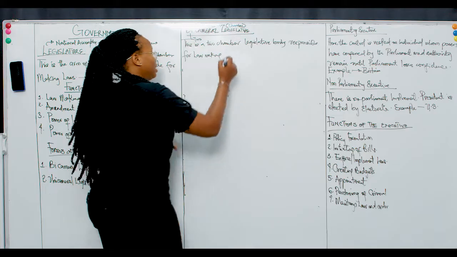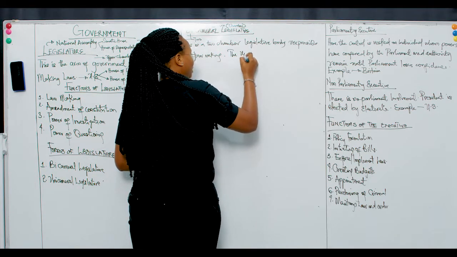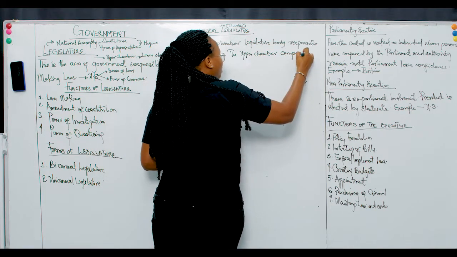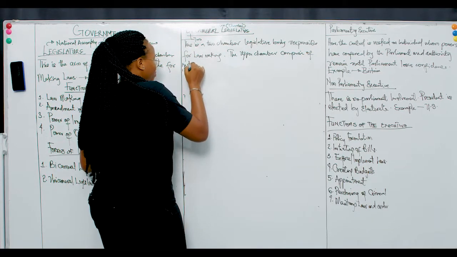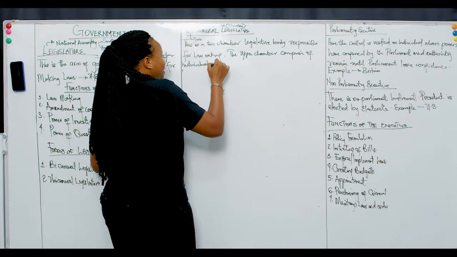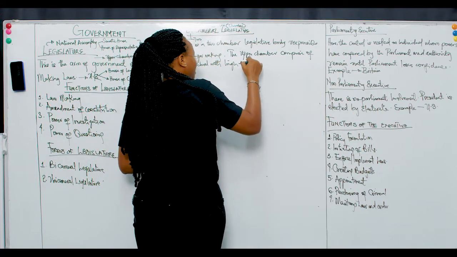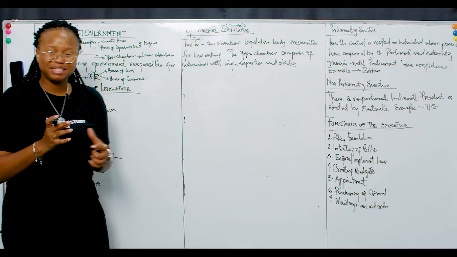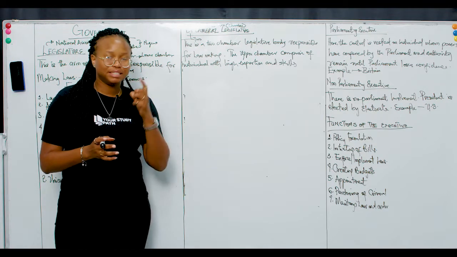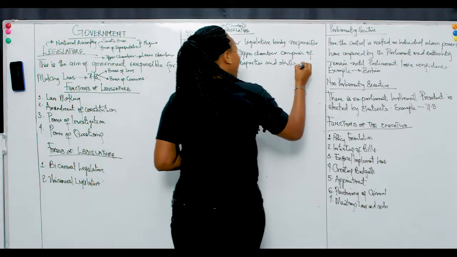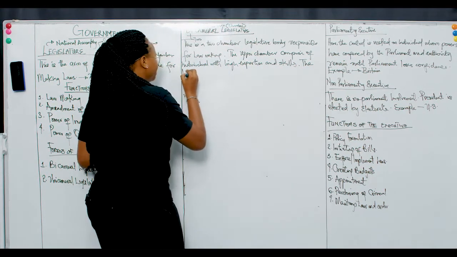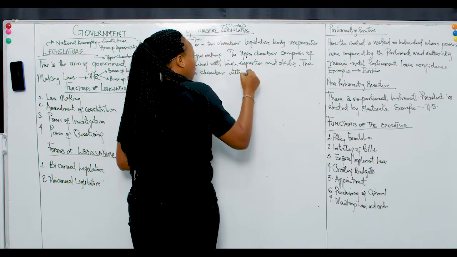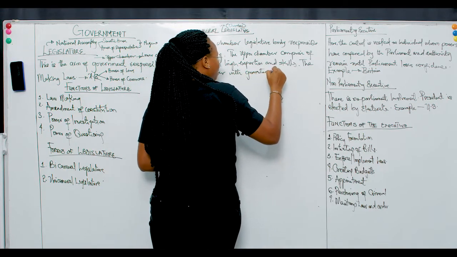And recall that I mentioned that we have the upper chamber, comprised of individuals with high expertise and skills, right? So the upper chamber is the most sophisticated chamber within the legislative arm. And then subsequently, we have the lower chamber, which guarantees representation.